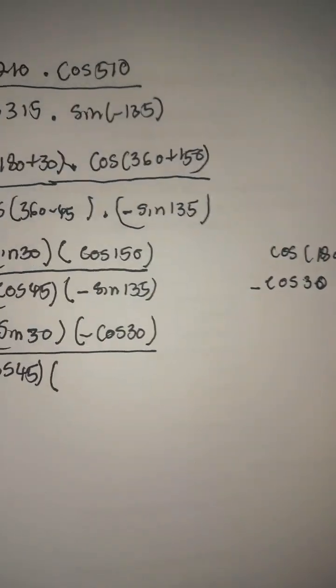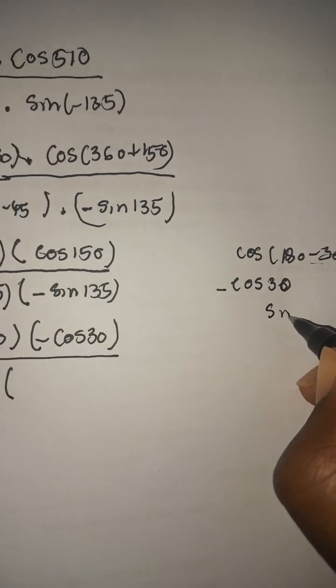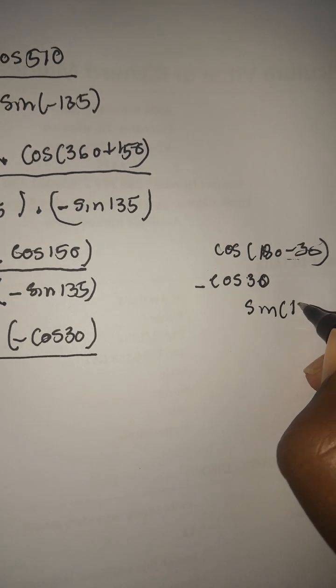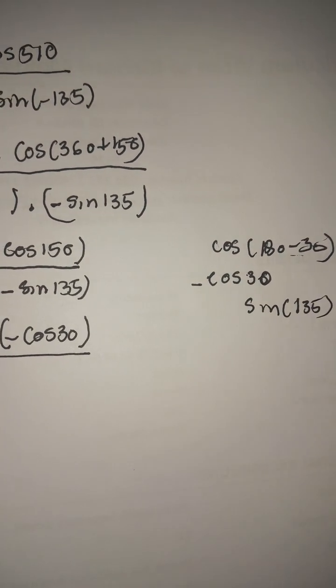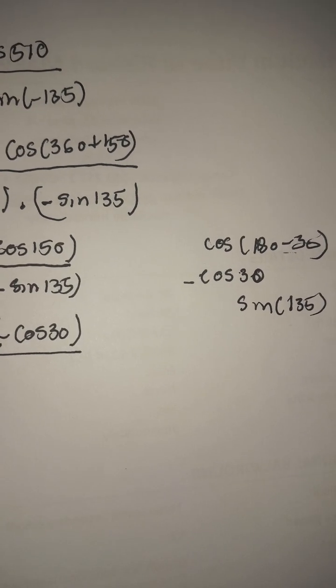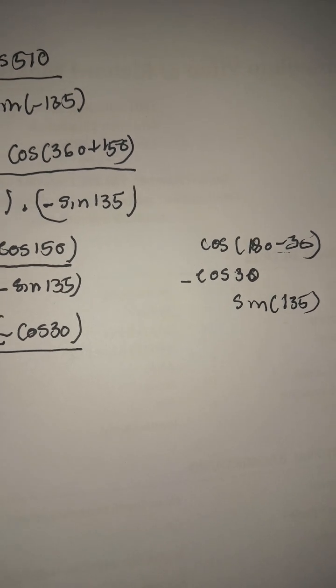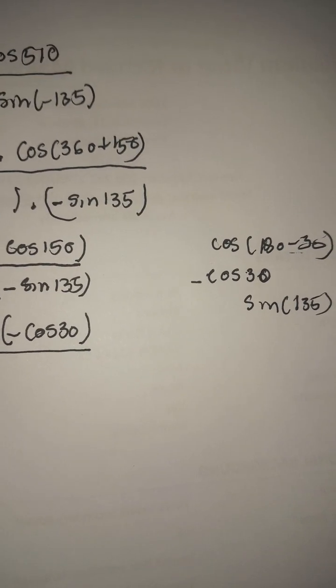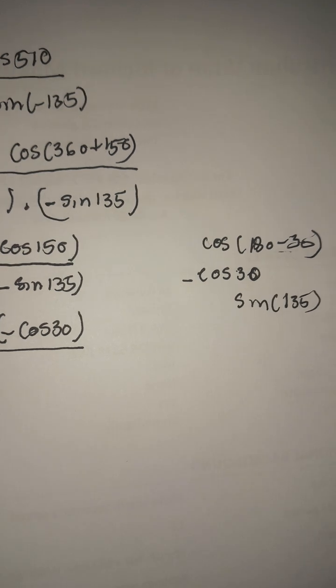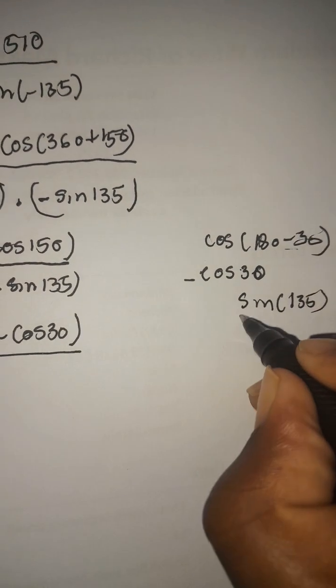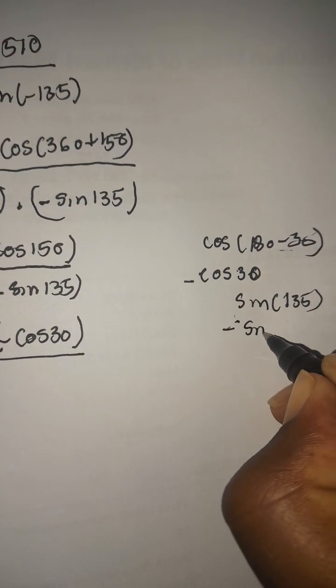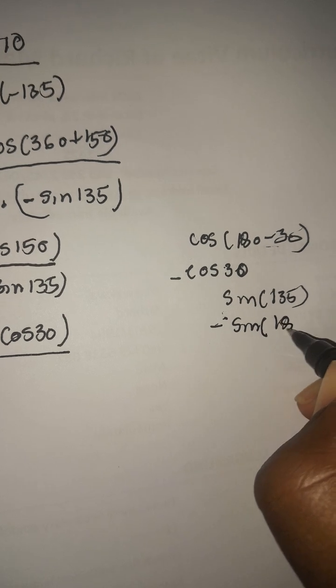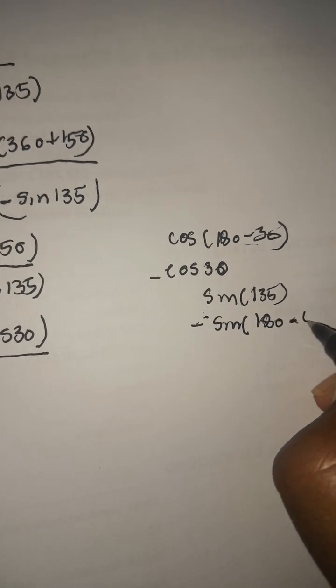So we need to now reduce sine 135. If I say 180 minus 135, I'm getting 45, meaning that 180 minus 45 will give me 135. So this is the same as saying I'm having sine of 180 minus 45.